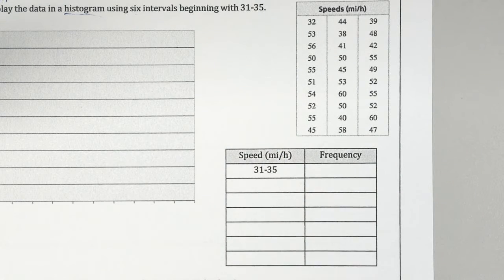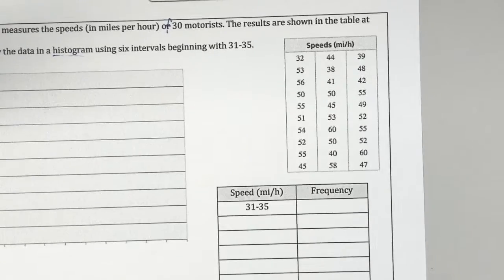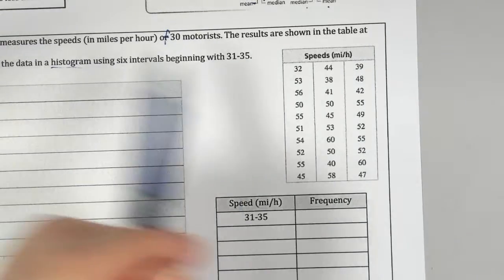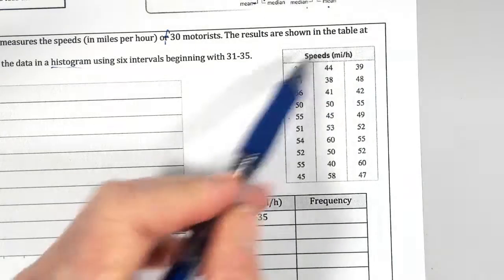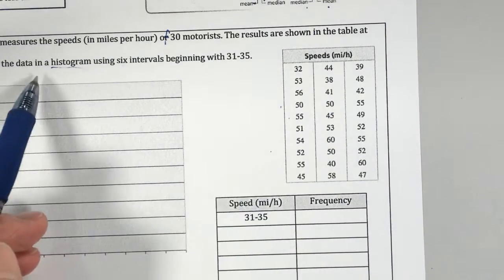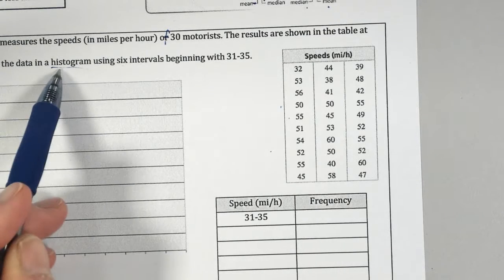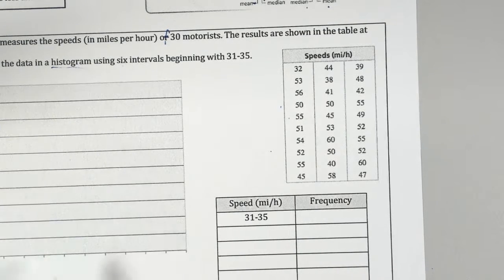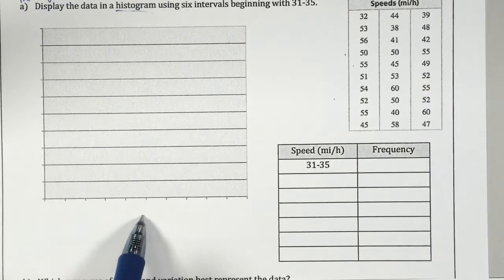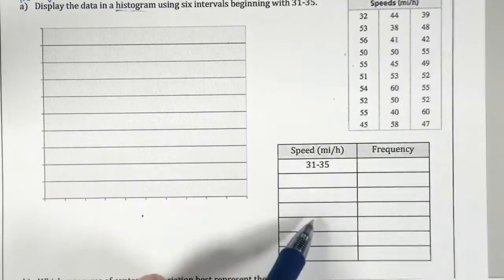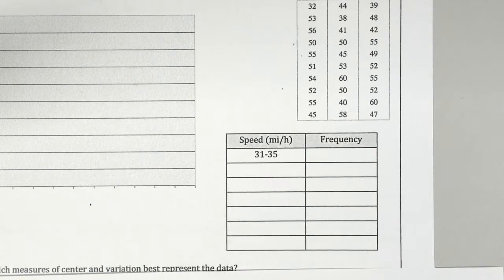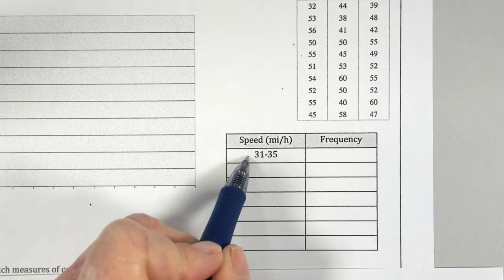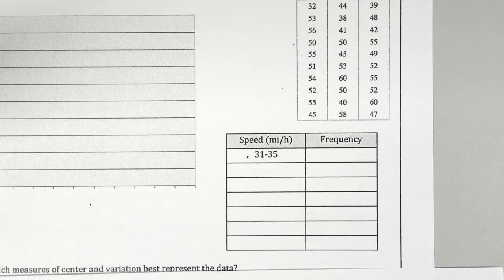So I'm going to go ahead and follow along with what I do first. The first thing I do is, I know I've got some data right here, and they're all the different speeds, and it's asking me to display this data in a histogram. So this is where I'm going to make my histogram. But I need to make a frequency table first. So what I'm going to do is use, here's my first interval, 31 to 35. I'm glad they gave that to me.